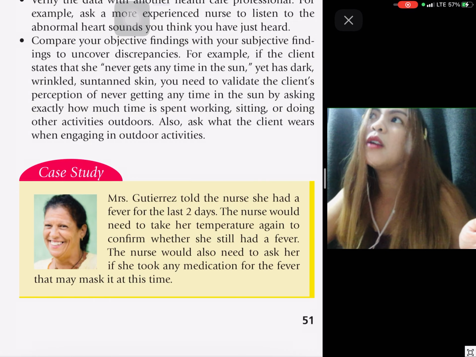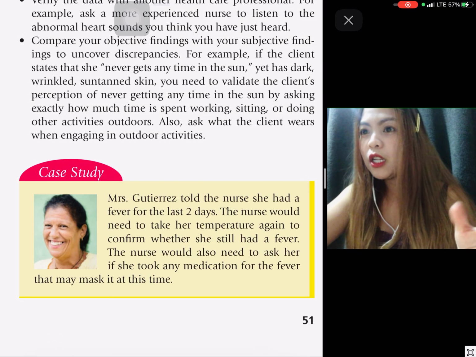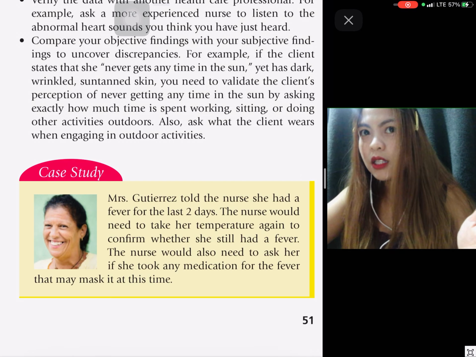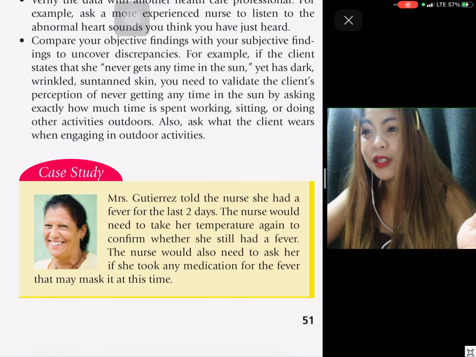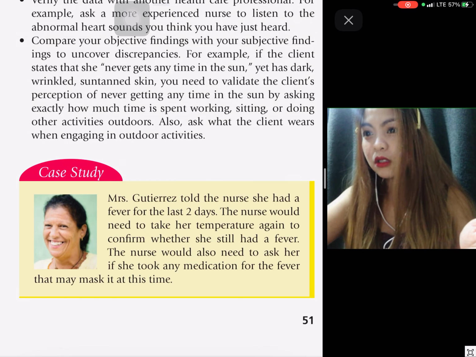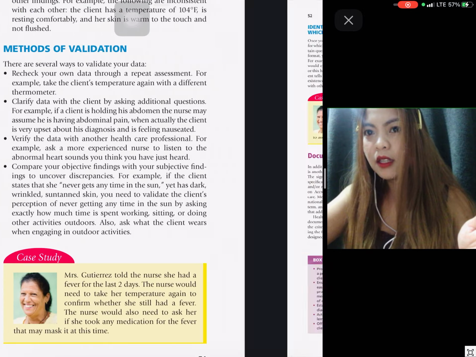Kung may fever, kailangan i-check natin yung temperature. Pero, kailangan mo itanong din si ma'am or si sir na, sir, baka mamaya may ininom po ba kayo na gamot na pampababa ng temp bago kayo pumunta dito? Kasi pwedeng hindi yung true na result. So, yan. Next page.